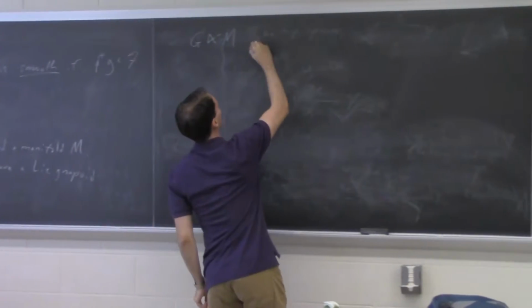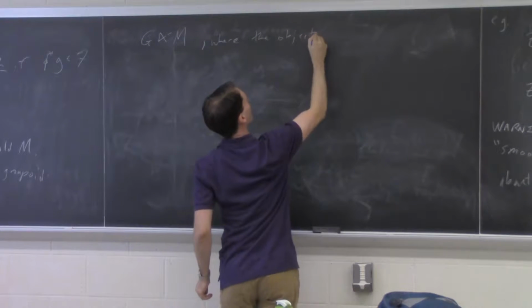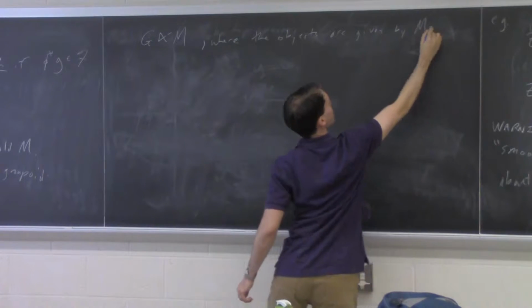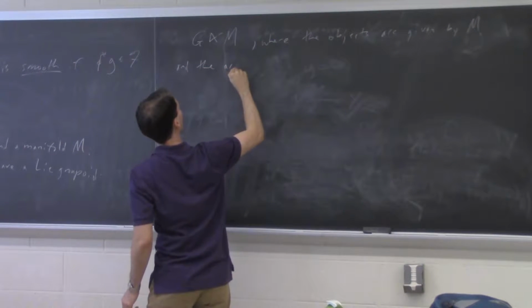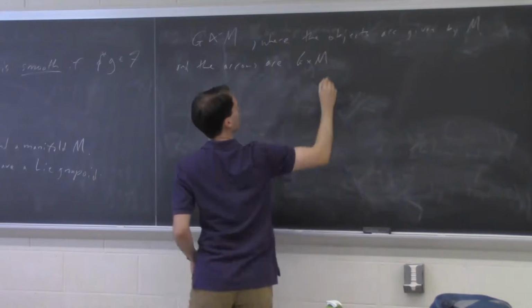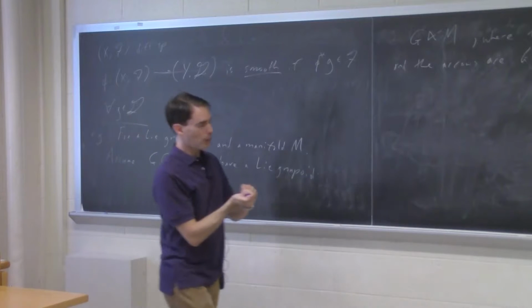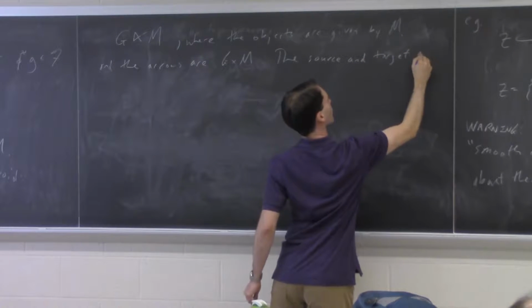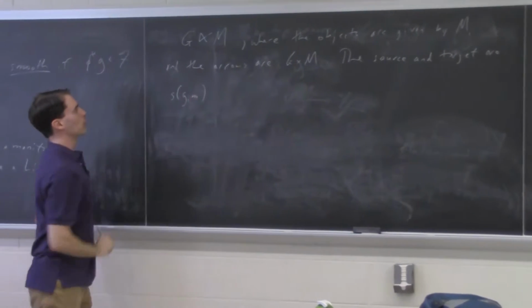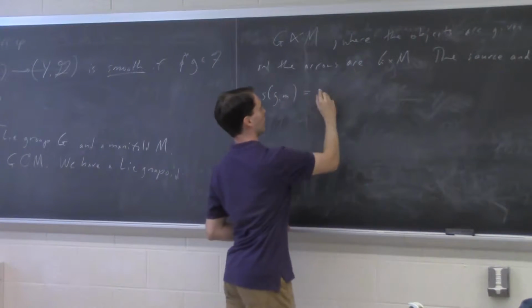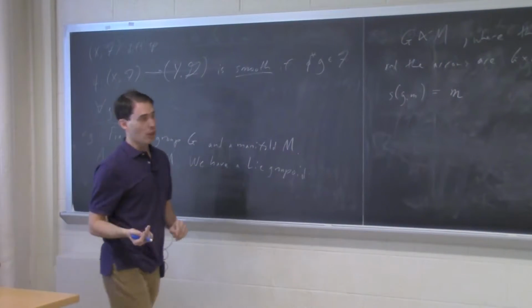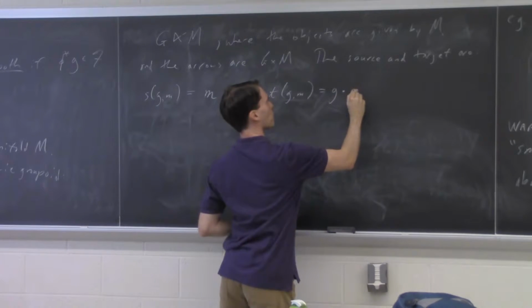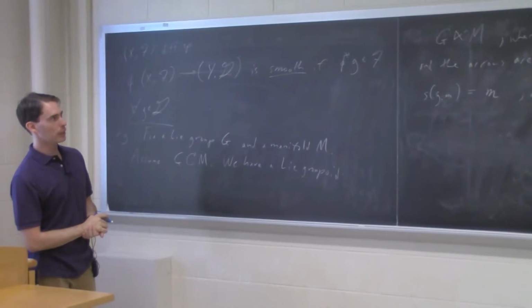So this is a Lie groupoid where the objects are points of M itself, and the arrows are G cross M. So it's enough for me to tell you what the source and target maps are. The domain of this arrow, which is a very general way of looking at it, is just M itself. It's just the projection onto the manifold. And the target map is the action map. So this is the standard groupoid you build out of an action.